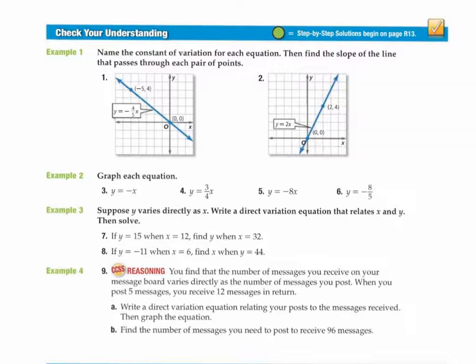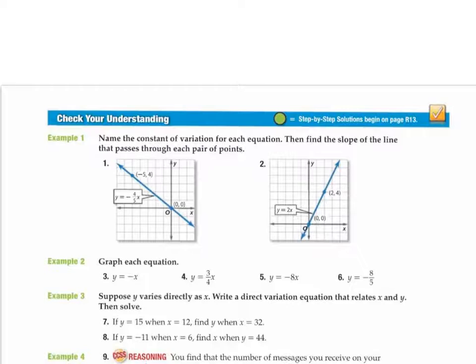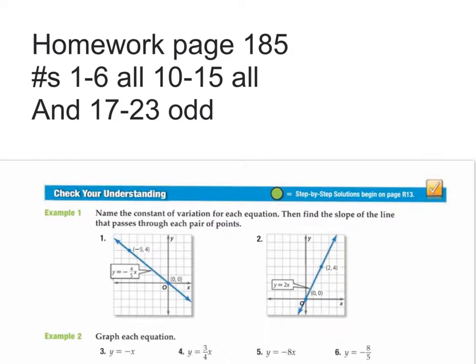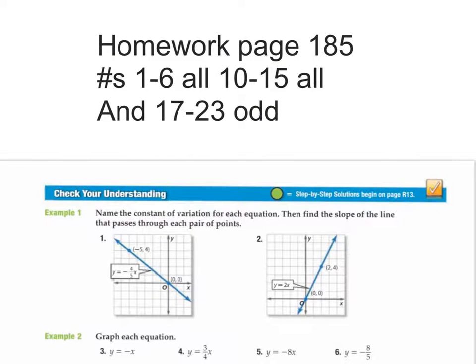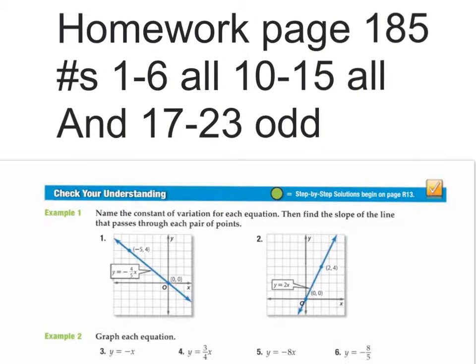So we're going to jump to the homework, and let me write down your homework assignment up here. Okay guys, so here's our homework. Page 185, numbers 1 through 6 all, 10 through 15 all, and 17 through 23 odd.